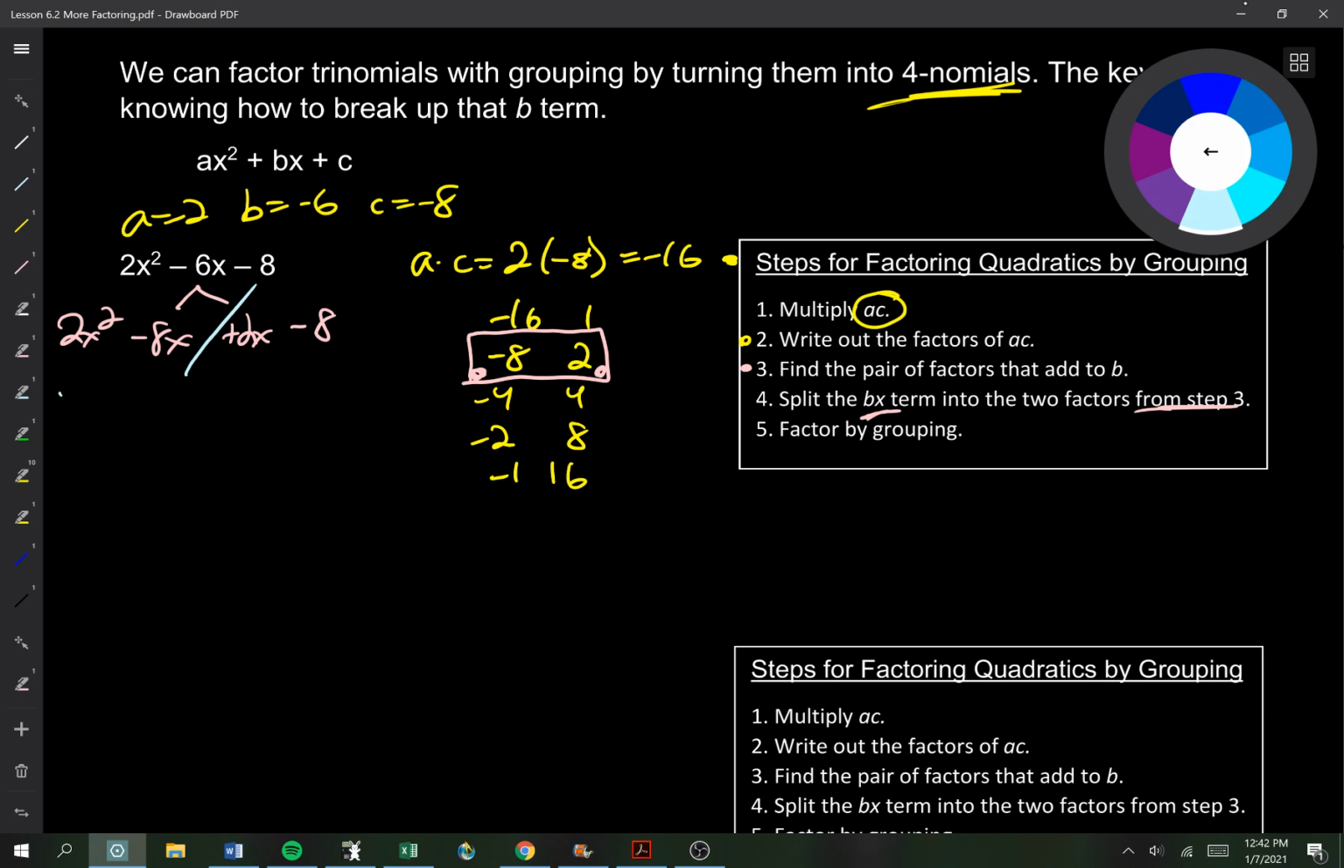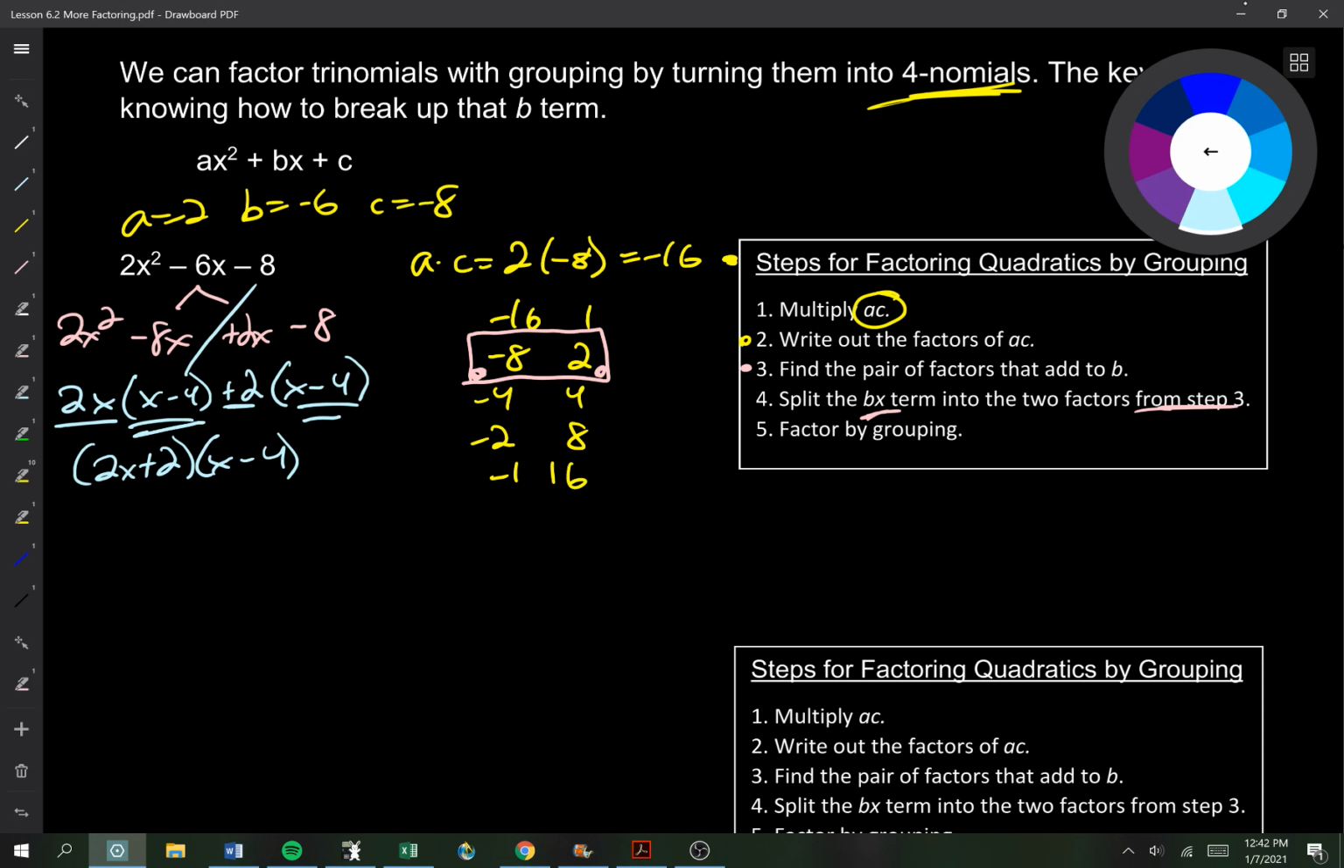Out of the left half here, I can pull out a 2x, leaving me with x minus 4. Out of the right half, I can just pull out a 2, leaving me with x minus 4. These two things will combine into one bubble, one factor, and these two combine into the other. So we get 2x plus 2, times x minus 4.